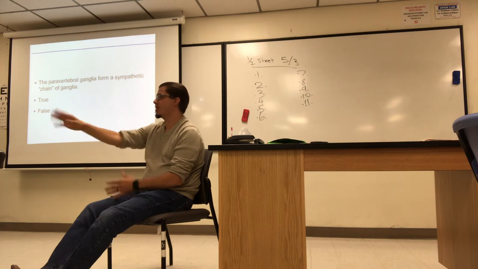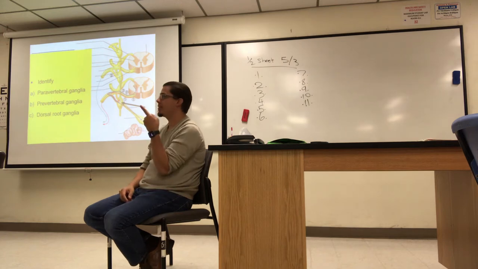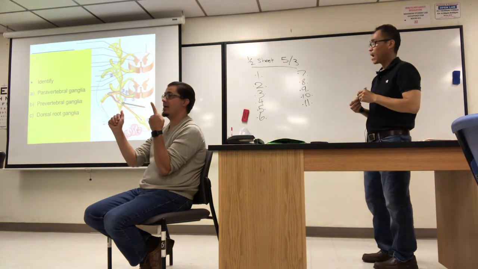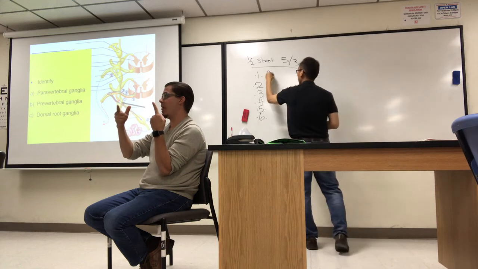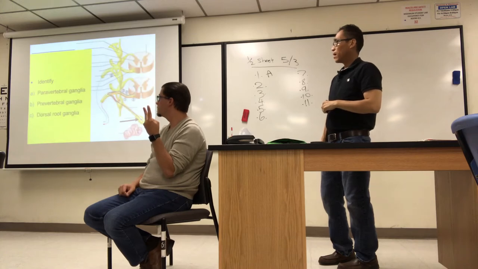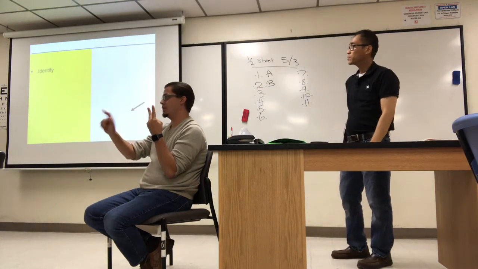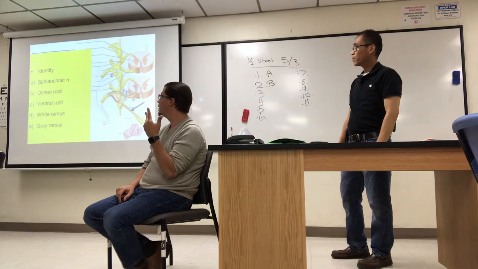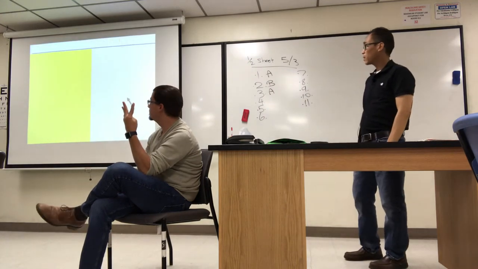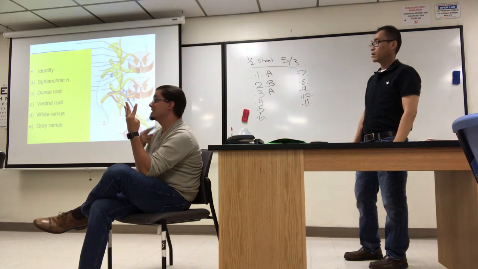All right, let's go over the answers here. Number one, identify. What do you think? Paravertebral ganglion. Yeah, very good. Number two, identify: prevertebral. Three, splanchnic nerve, choice A. Four. What did you put for that? C, ventral root.